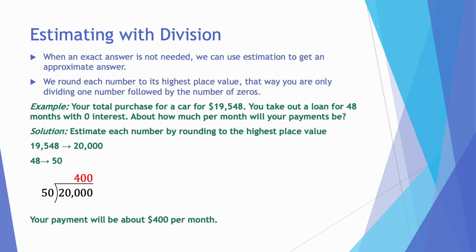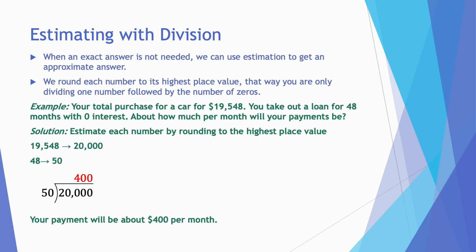Again, we can estimate with division. It's the same thing. We round each number to the highest place value. And that way you're only dividing by one nonzero digit followed by a bunch of zeros. And so it makes it easier. So, for example, your total purchase for a car is $19,548. You take a loan out for 48 months with zero interest. About how much per month will your payments be?